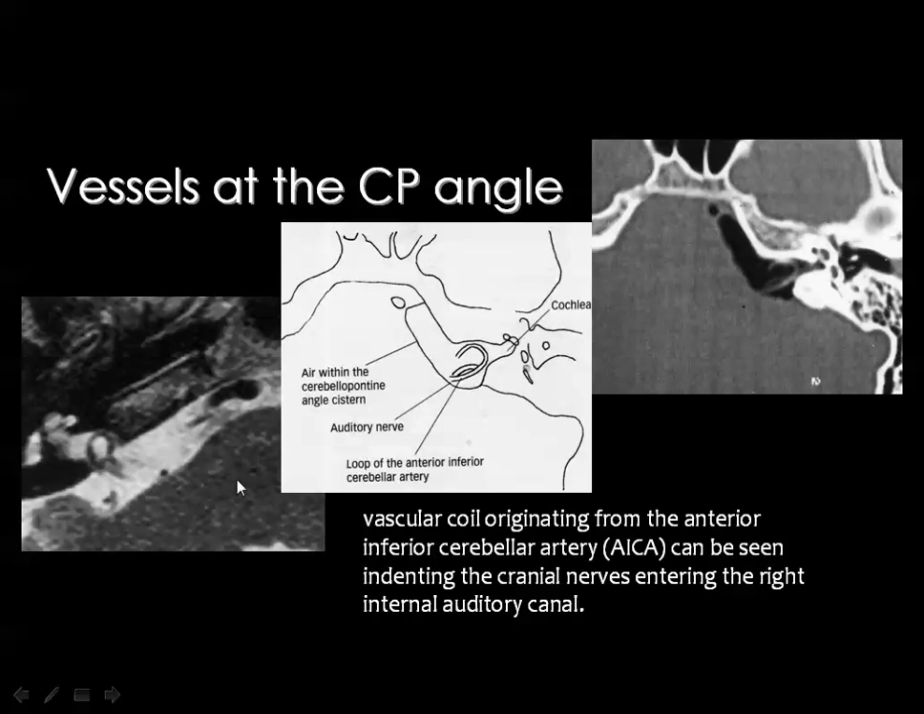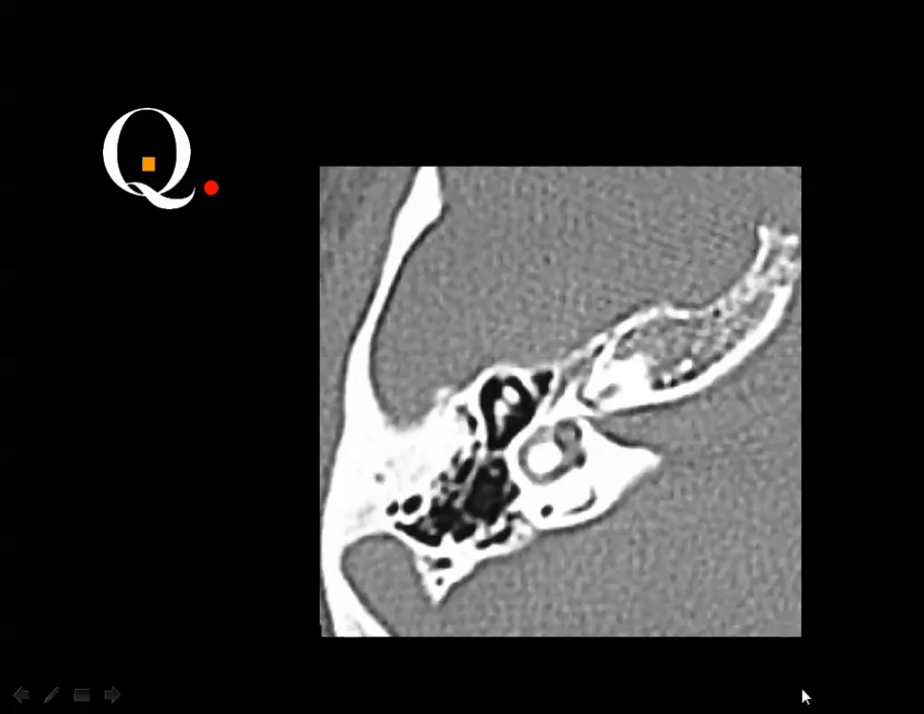The importance of this finding is to give notice to the surgeon that the loop of the artery is very close to the orifice of the internal canal, so that during surgery for, let's say, cerebellopontine angle acoustic neuromas, he should be careful about this important vessel. And we came finally to the end of the anatomy.